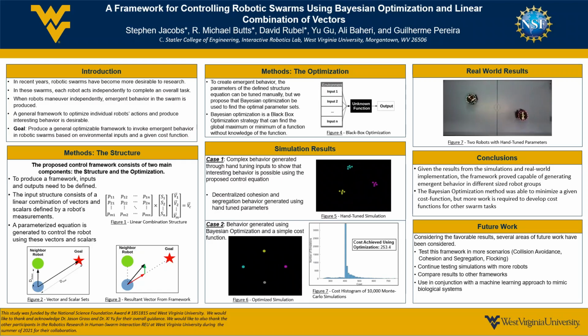This framework was also applied on real robots as seen in Figure 7. For this test, 2 robots followed a simple control function with hand-tuned parameters designed to allow them to reach their goals and avoid one another smoothly. The robots were able to repeatedly reach their goal destinations without collisions from a variety of starting positions.